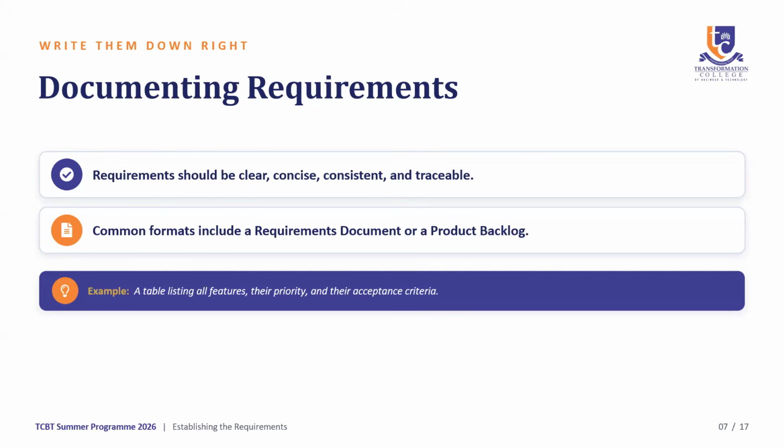Now, document requirements. Requirements should be clear, concise, consistent, and traceable. Documenting requirements, rather. Again, it goes back to what we've earlier spoken of. It's not enough to get information from the client. It's not enough to get information, rather, from your customers. You must properly document them in a clear, concise, consistent, and traceable way.